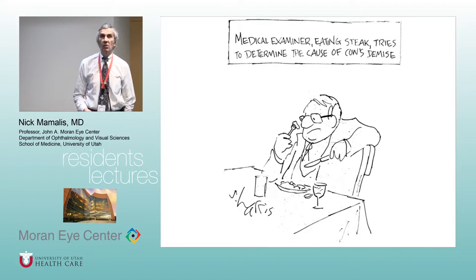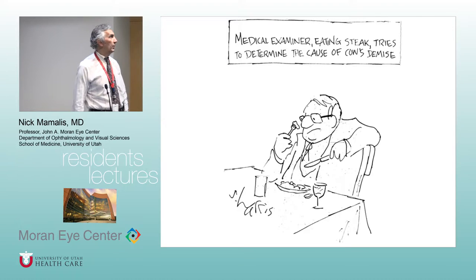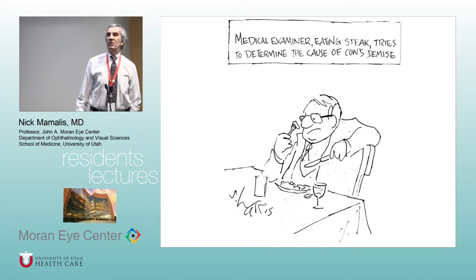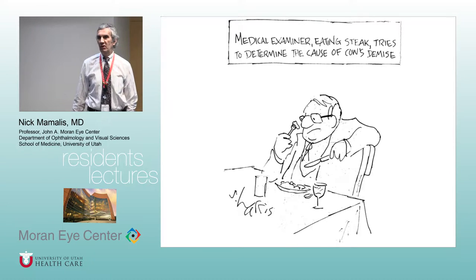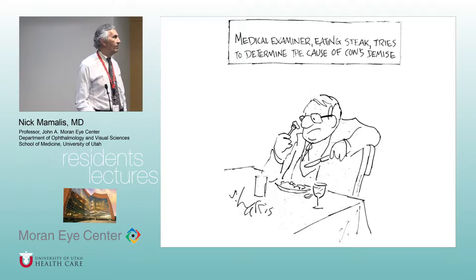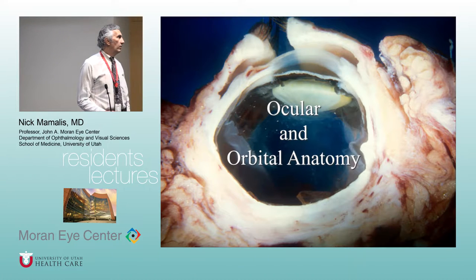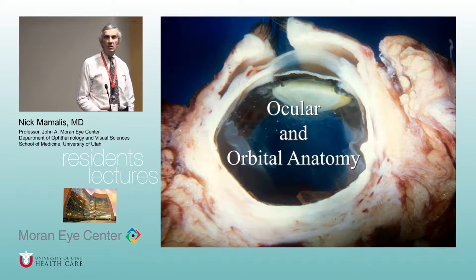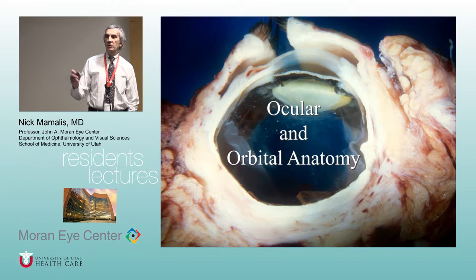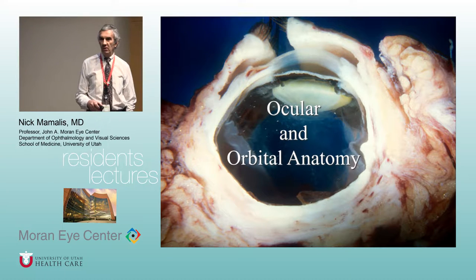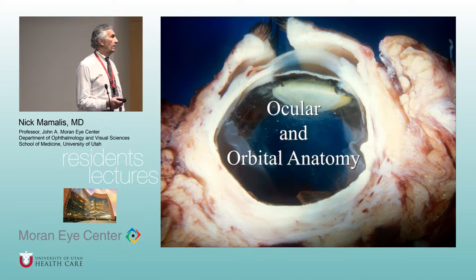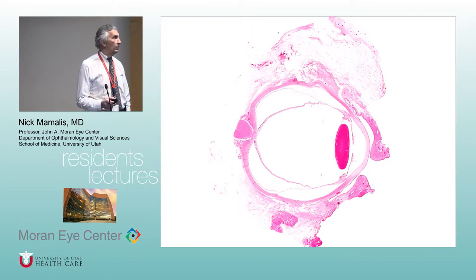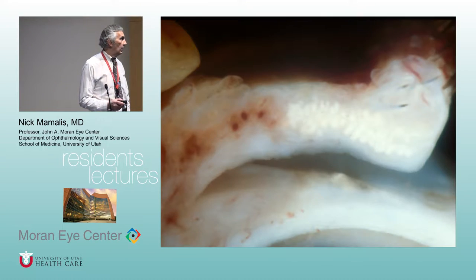All right, so first thing, what do pathologists do? They try to figure out what happened to dead tissue. So this is the job of pathologists. So what I want to do today is start with the lid, work our way in: conj, cornea, anterior chamber, lens, retina, optic nerve, just see what we can do. All right, so first of all, lid.